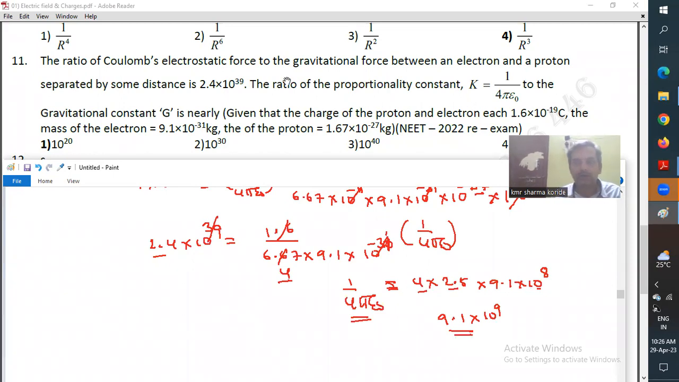Students, in the next video, I'll continue the explanation for the previous NEET questions from the chapter Potential and Capacitance.